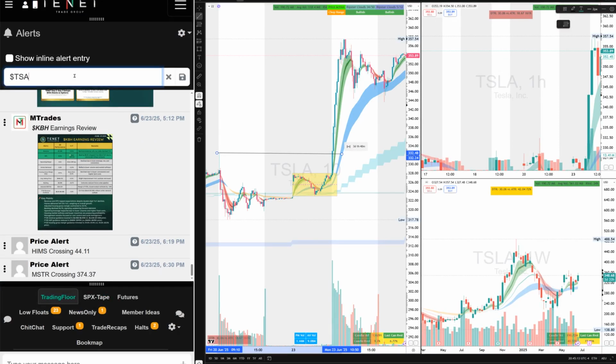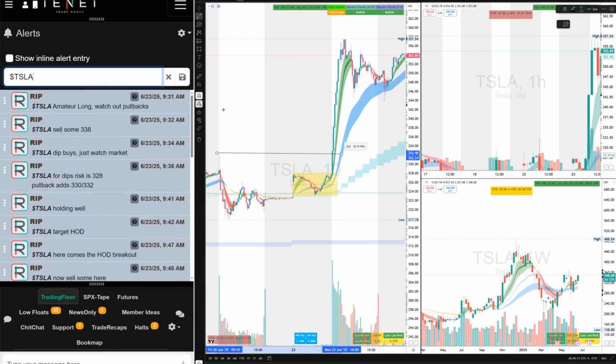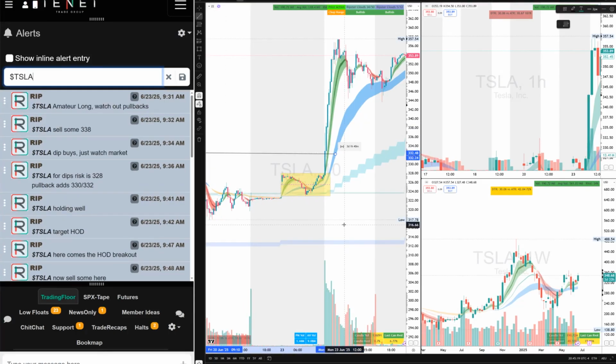So many times traders complain that the stock runs away from me, I cannot chase it. You don't really have to chase it. And I don't even go to the bottom candle. Let's see what I said. I told the traders, "Amateur long means the first candle is wrong. Watch out for the pullbacks." That means watch for any pullbacks that we get. So initially it swiped to 338. You could sell some there if you're just trading the amateur move. Then I told the traders, dip buys on the pullback.